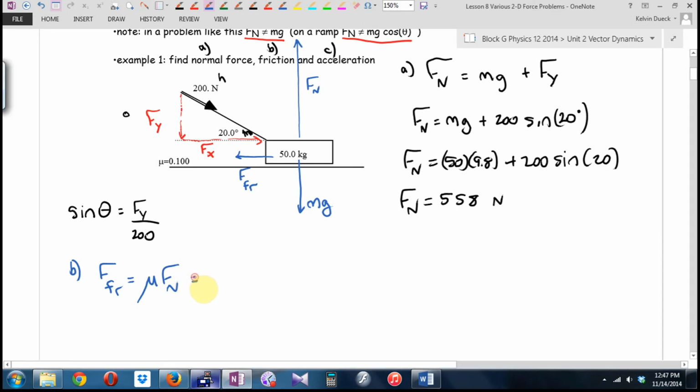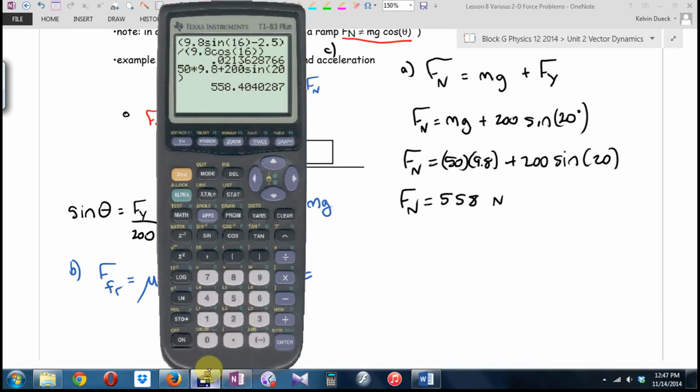But this time, I can go, what's mu? I don't know what's mu with you. 0.1 from the diagram times 558. I think I can do this in my head. I think it's going to be 55.8. 55.84, but 55.8 newtons.